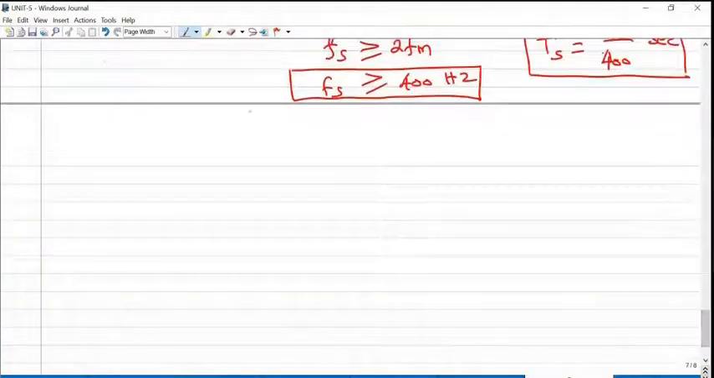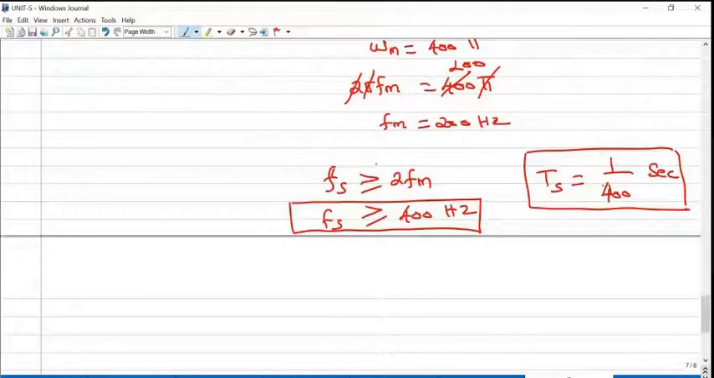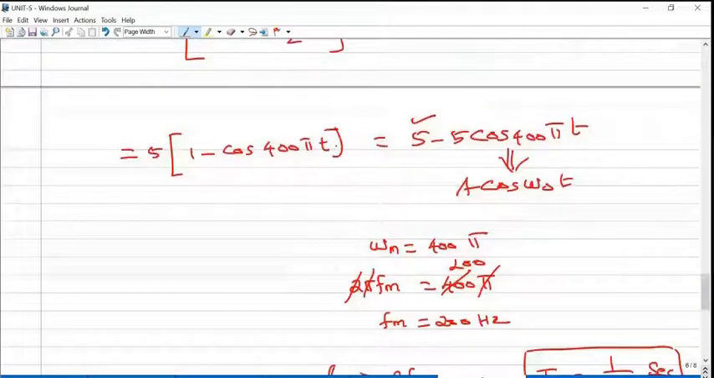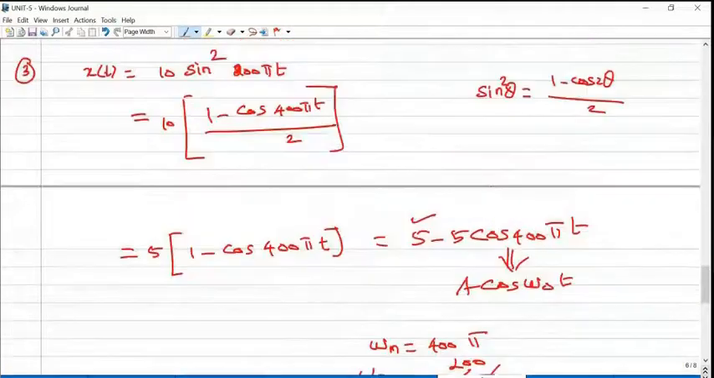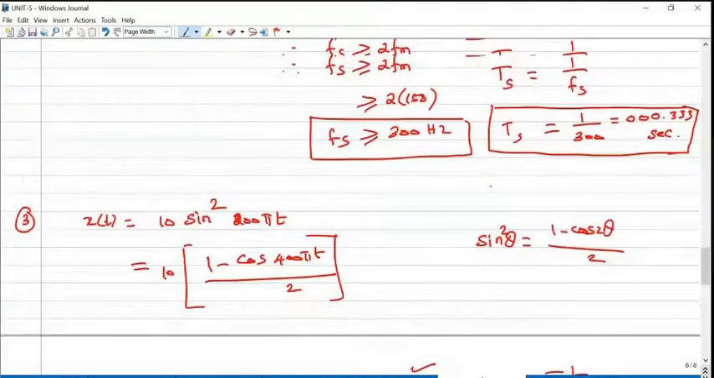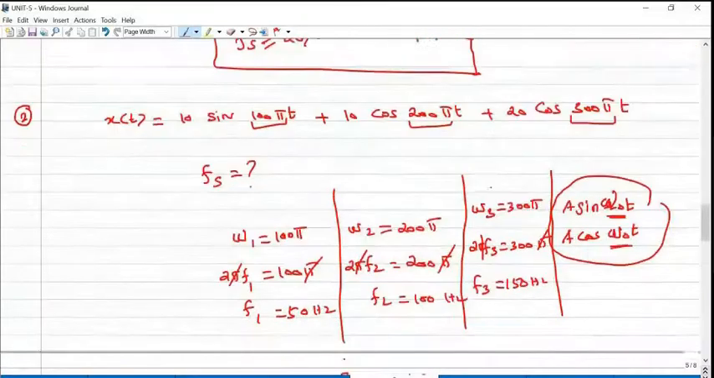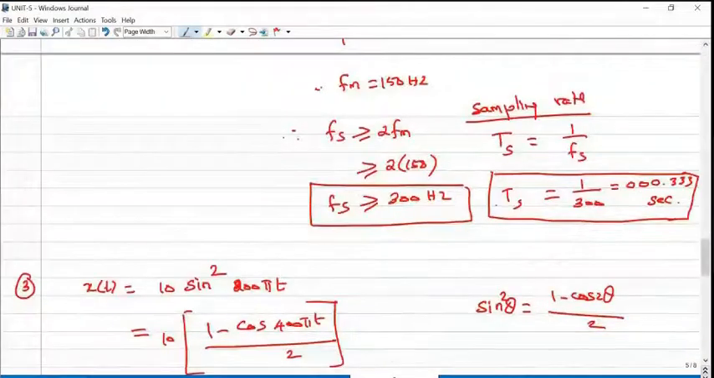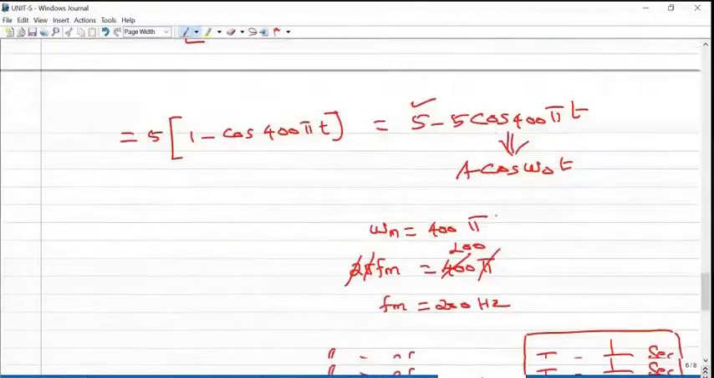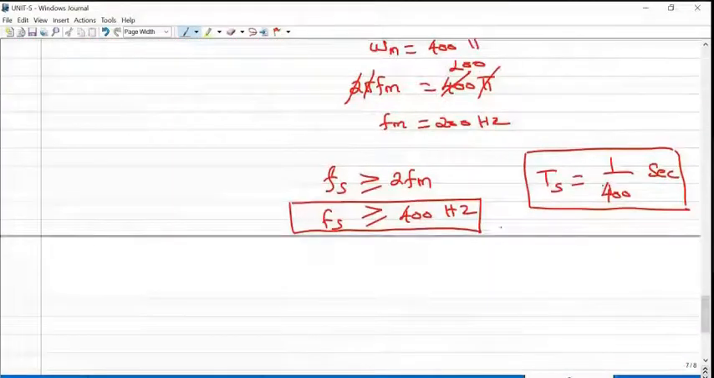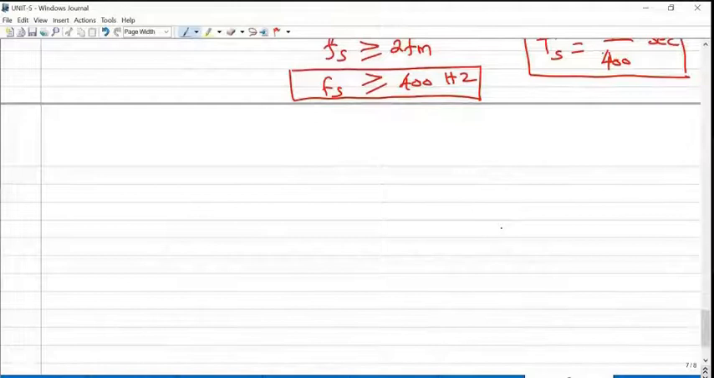Any doubt in the simple problem? Next, we will go to another level of problem, for drawing the magnitude spectrum. Are you clear with this simple problem in sampling? I'll post the semester paper. You try to solve more problems. I'll give an assignment from the sampling theorem problems. Shall we move ahead? Next problem. Yes, sir.